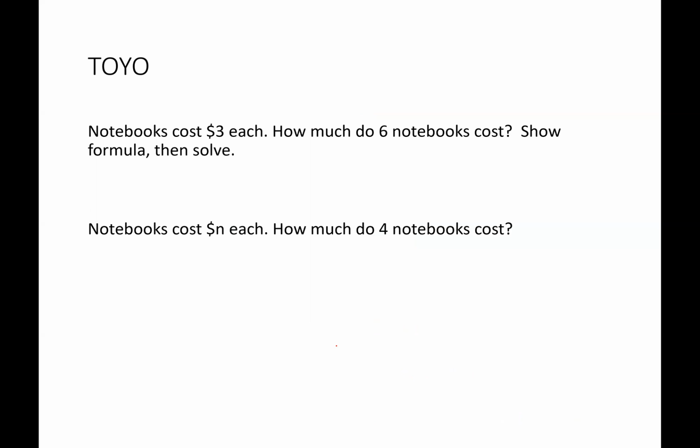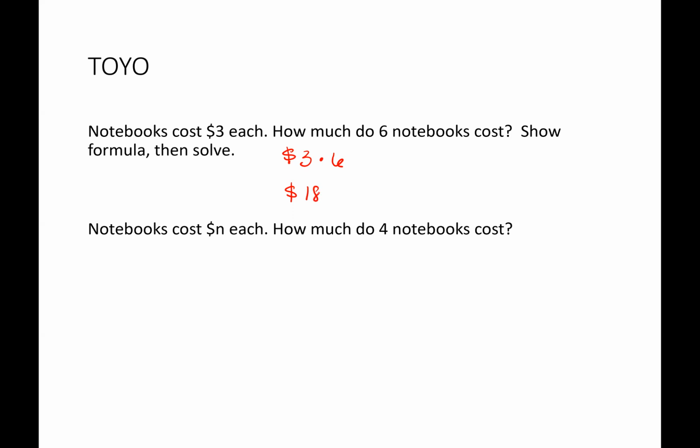So let's go ahead and do this first part, and then you'll do the second part. Notebooks cost $3 each. How much do 6 notebooks cost? Show the formula and then solve. All right, so what am I going to multiply here? Piper? Okay, so we're going to multiply 3 times 6. What's the answer? Pretty easy, right, guys? Just say it. 18. Good.